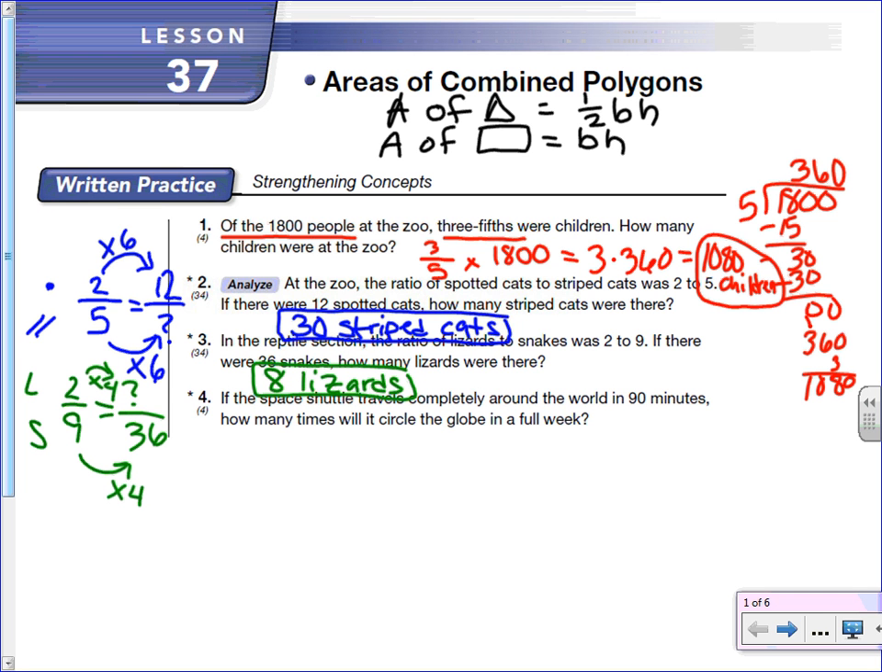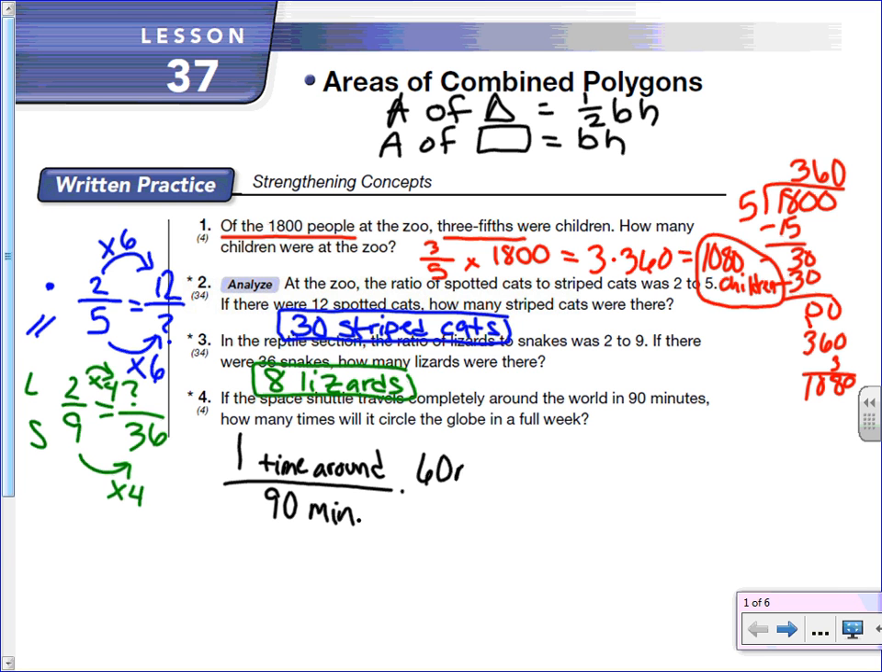If the space shuttle travels completely around the world in 90 minutes, how many times will it circle the globe in a full week? So we have one time around per 90 minutes. And then we have to figure out into days and weeks.